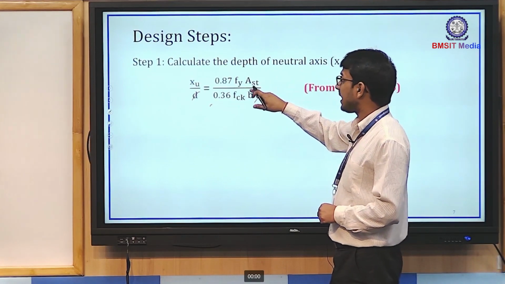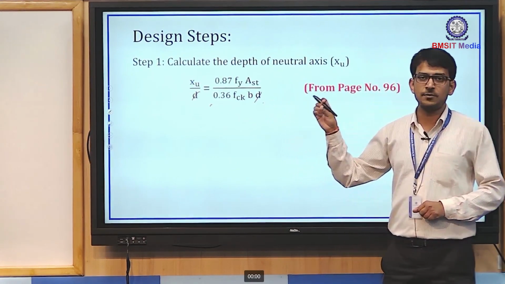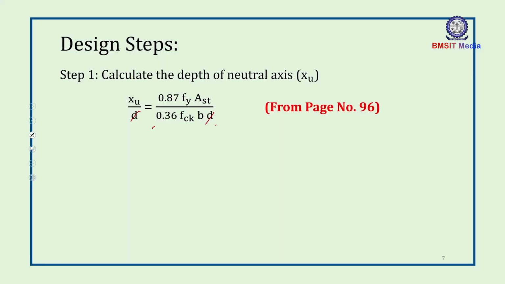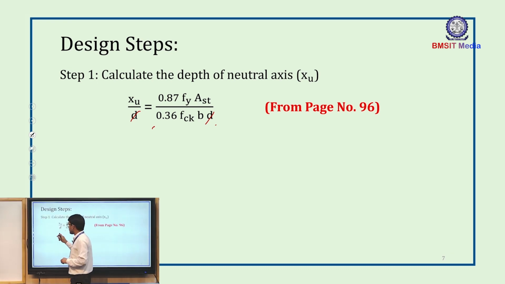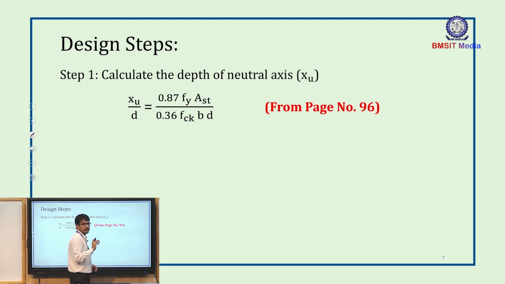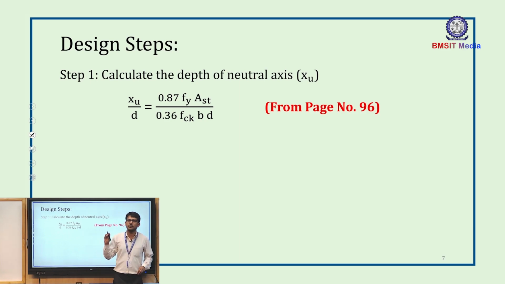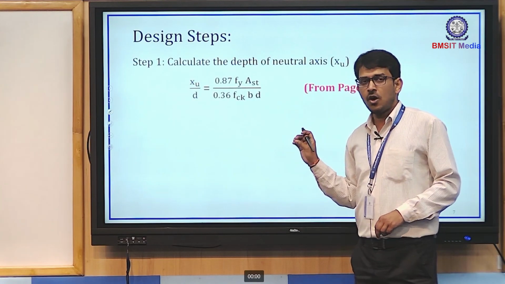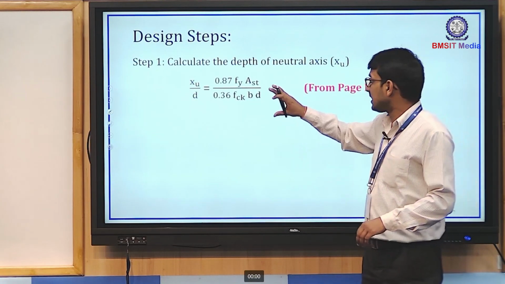If sometimes we require Xu by d, because we have to compare this distance with respect to Xu max by d, then we can't remove this d. In that case, we will calculate only Xu by d. So on the basis of the situation, we have to calculate either Xu or Xu by d.